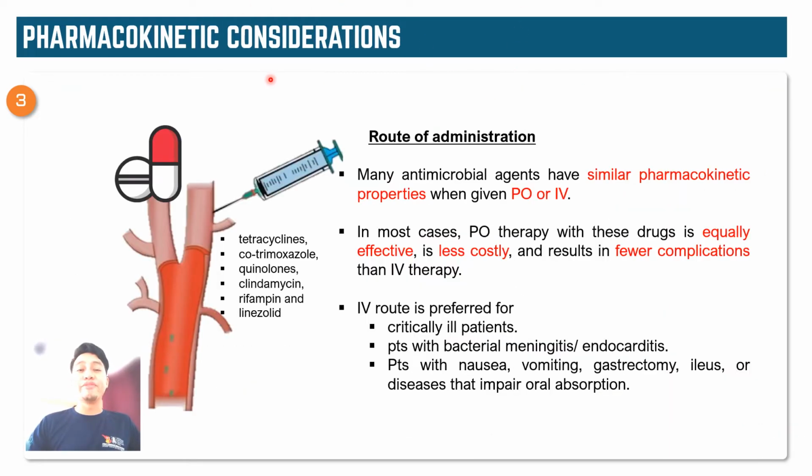You might want to consider another factor such as pharmacokinetic considerations before initiating any antimicrobial regimen. One of them is the route of administration, because most antimicrobial agents have similar pharmacokinetic properties when given orally or intravenously. Drugs such as tetracycline, cotrimoxazole, quinolone, clindamycin, rifampin, as well as linezolid are equally effective when given orally or intravenously. The advantage of oral administration is that it is less costly and results in fewer complications compared to intravenous administration.